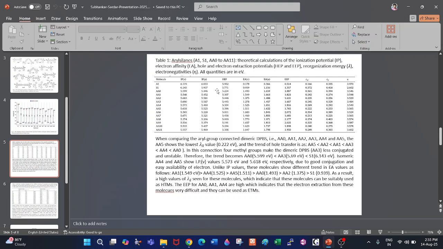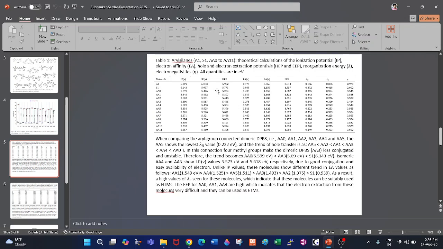Here we have found different properties like the ionization potential, hole extraction potential, electron affinity, electron extraction potential, reorganization energies, and electronegativities. All quantities are in electron volt. We have compared their lambda H values, and we see that AA5 is less than AA2, is less than AA1, is less than AA3, and less than AA4 and AA0.